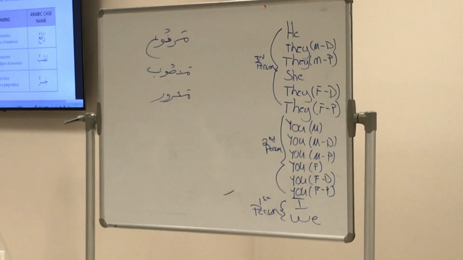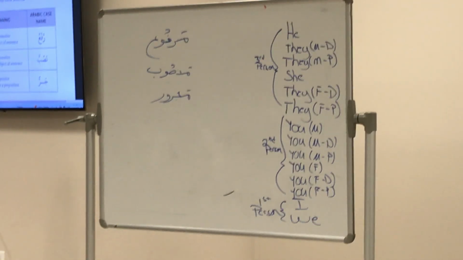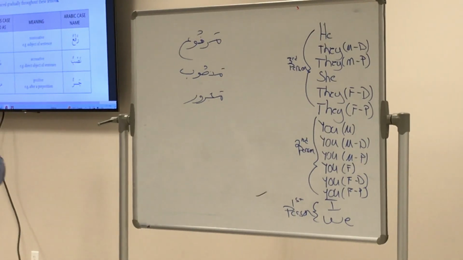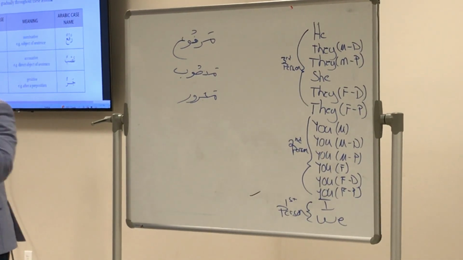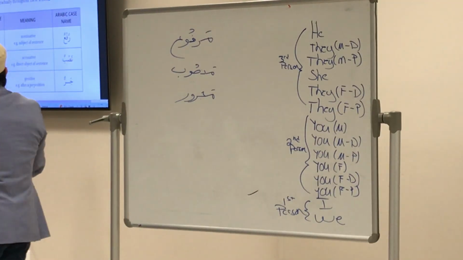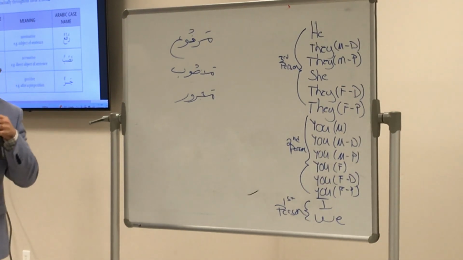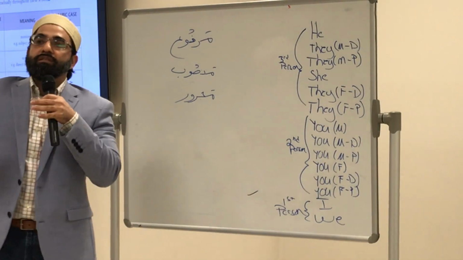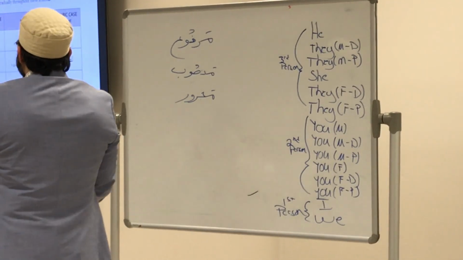In the kind of academic English way, they talk about marfu' being nominative, like the subject of the sentence. Mansub being accusative. Does that confuse anyone? That word accusative, it confuses me too, right? Don't worry about these academic terms. But typically, the direct object, okay? And majroor is something that typically follows a preposition or a harf, all right?